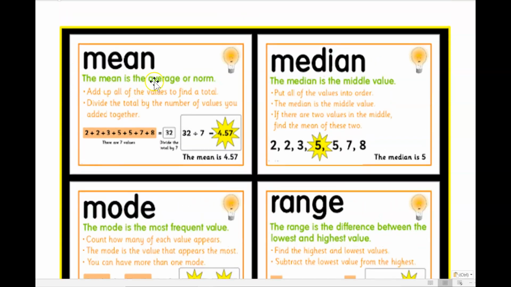And then we're also going to talk about the mean. The mean is a fancy word for the average or norm. So basically what you're going to do is add up all the values to find a total, and then divide by the number of values you have. So 2 plus 2 plus 3 plus 5 plus 5 plus 7 plus 8. There are 7 total values. So when you add those up, you get 32 divided by 7, and you get a decimal, 4.57. You can often get a decimal for the mean. So that means out of all these values, on average, we get a 4.57.